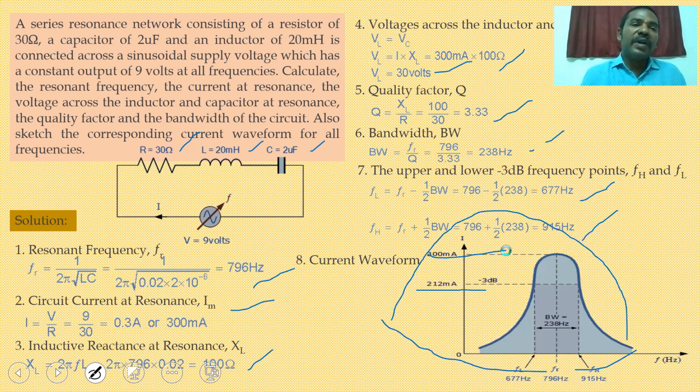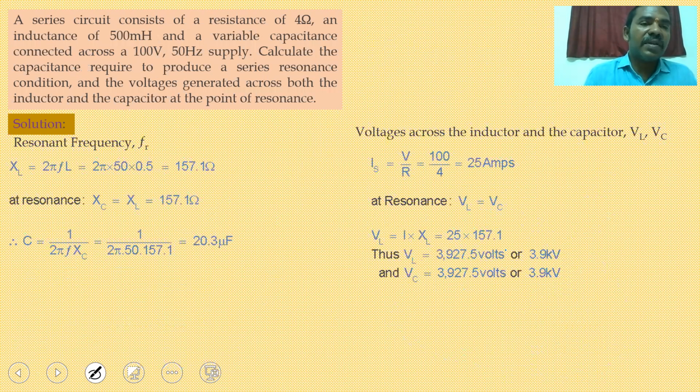Then come to one more series circuit. Here they have given the resistance value 4 ohms, the inductance value 500 millihenry, and a variable capacitance. It is connected to a supply of 400 volts with 50 hertz frequency. We have to calculate the capacitance under resonating condition, and also the voltage drop across the inductor and the voltage drop across the capacitor under resonance condition.